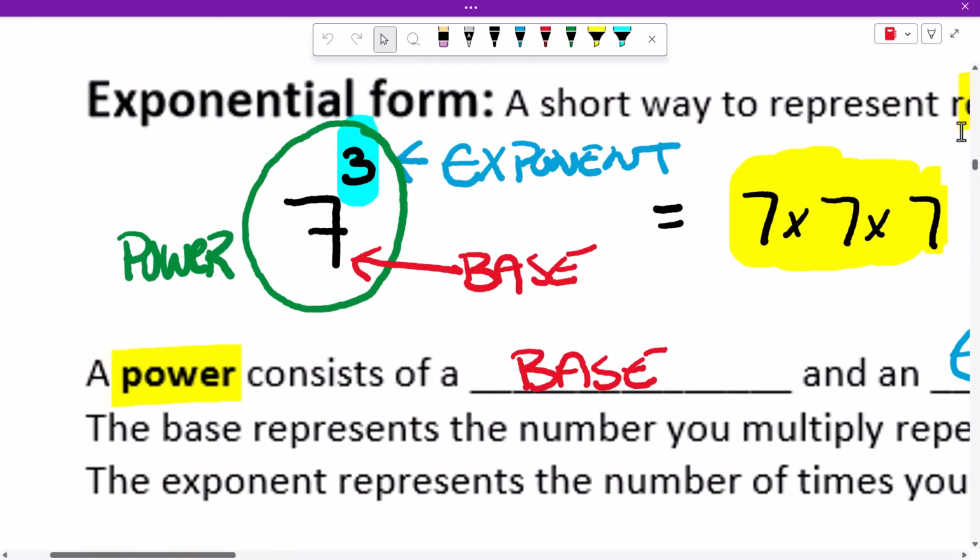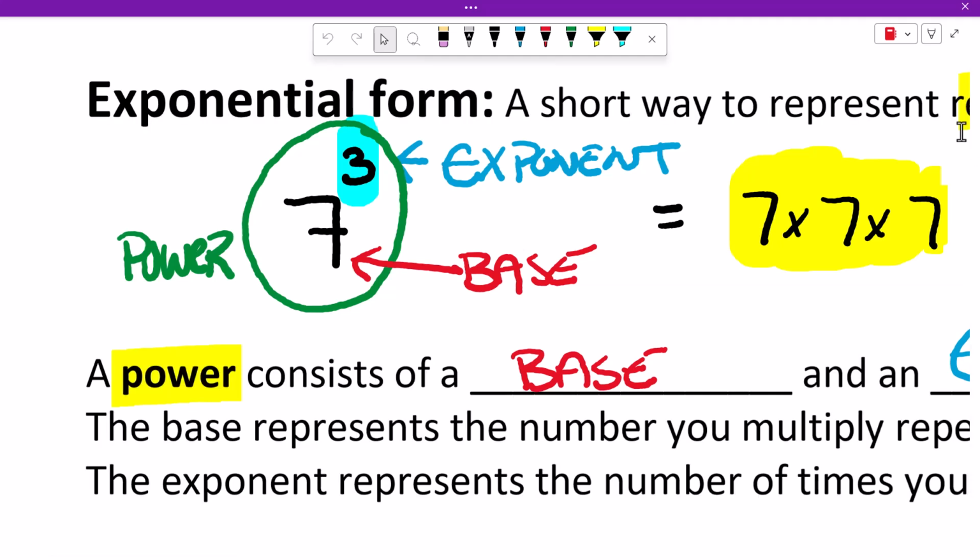The first thing we talked about is just some words you need to get to know. This whole thing is called a power. And when you write a number that looks like this, it's called exponential form. So if a question says, can you write this in exponential form? It wants a big number here and a small number here. The big number is called a base. The top number is called an exponent. So it can ask you, can you write this as a power? That's what it wants. Or it may say, can you write this in exponential form?